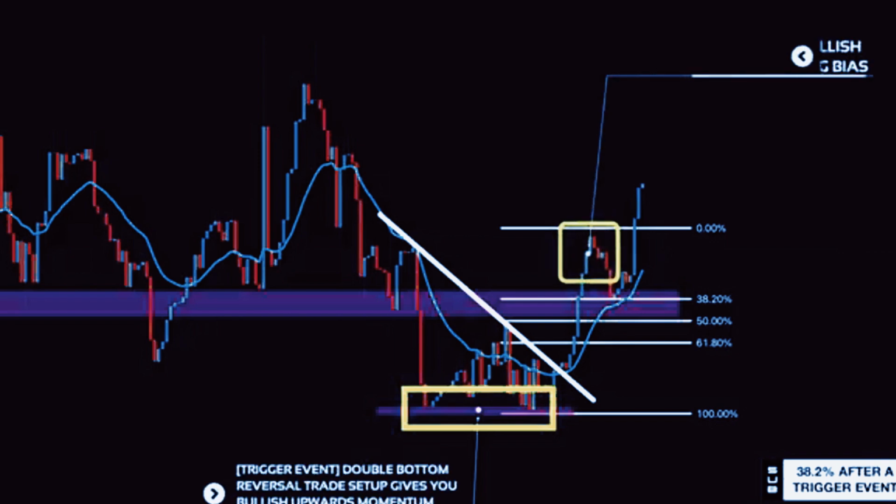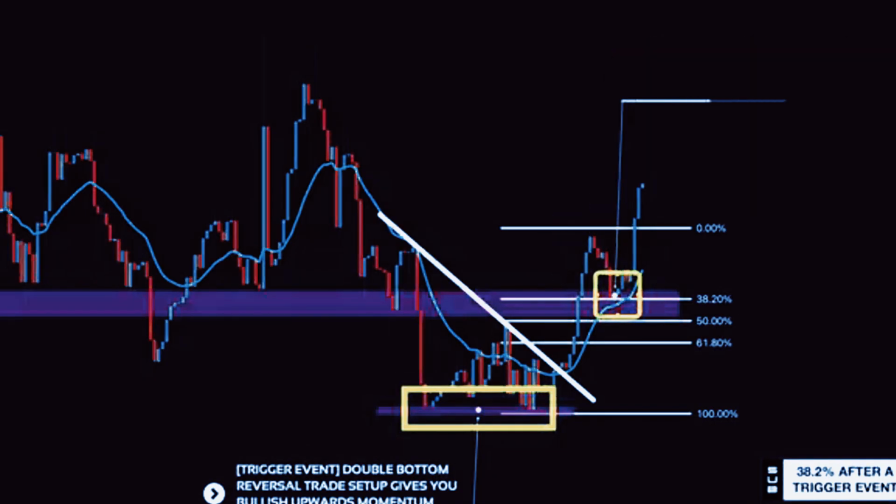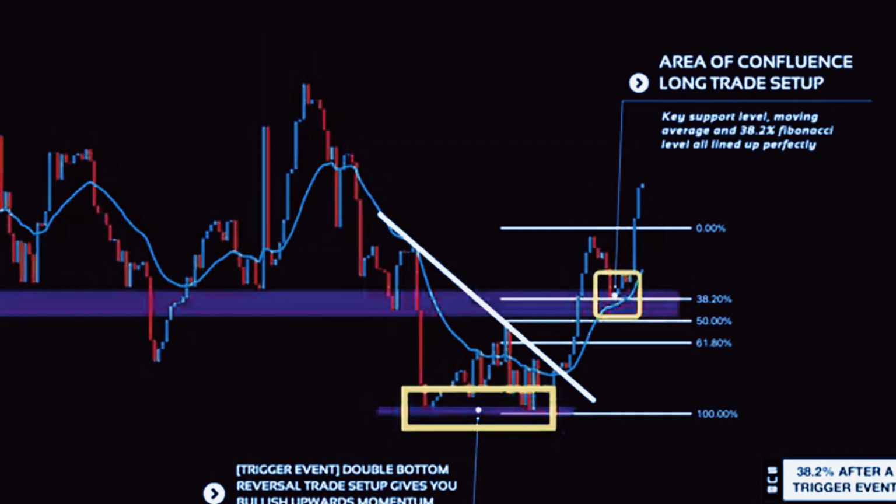Price then breaks above the descending triangle pattern and trend line, breaks through the key resistance level, and makes a higher high, which shows how strong this fresh moving uptrend is. This here is then where your area of confluence trade setup resides, because the very key support level with multiple reversal points, moving average, and 38.2% Fibonacci level all lined up perfectly.